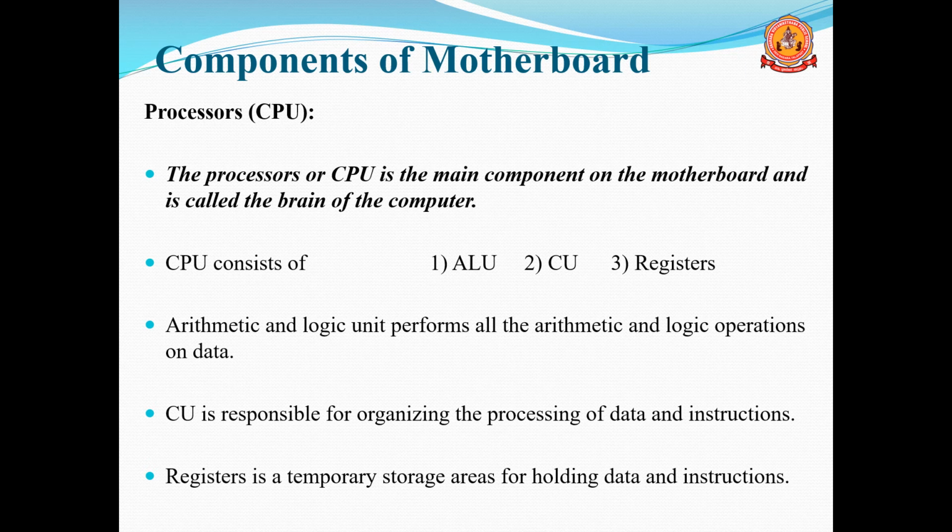Next one is registers. A register is a temporary storage area for holding data and instructions. Remember, a register is a small amount of storage. Registers have a small amount of storage that is present inside the processor.